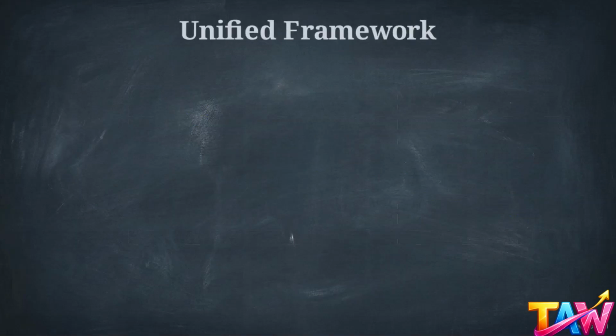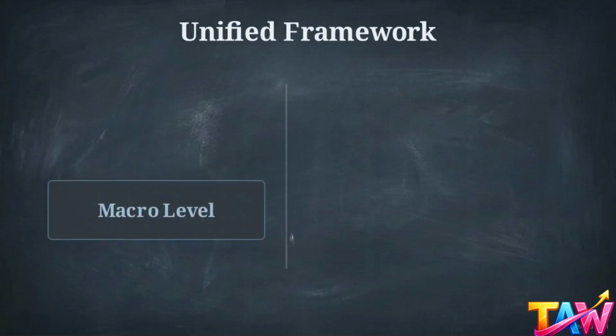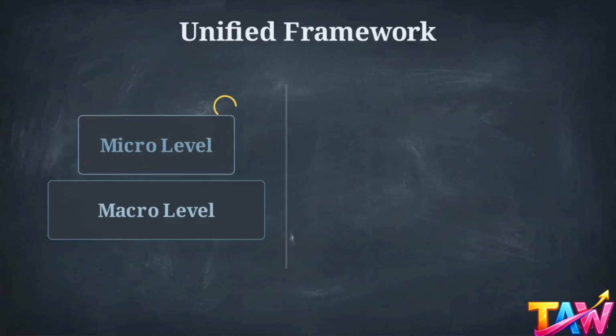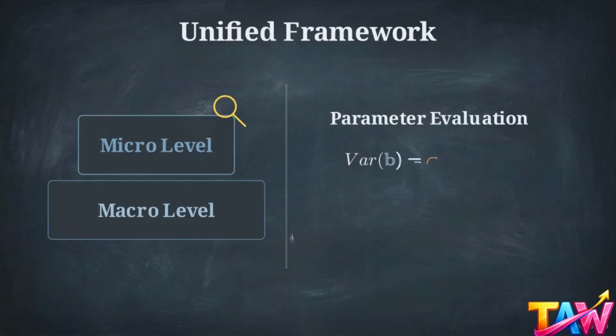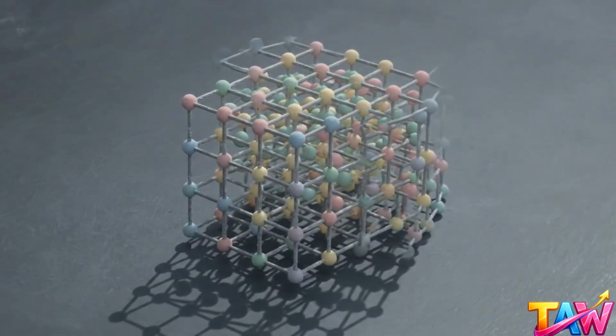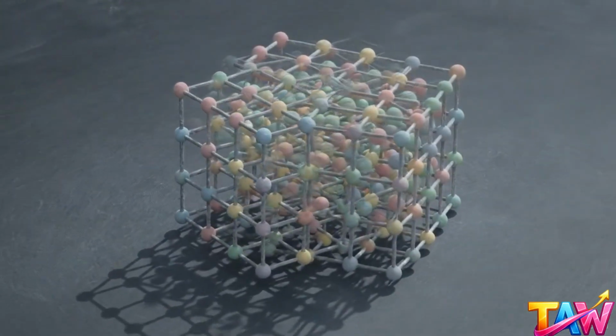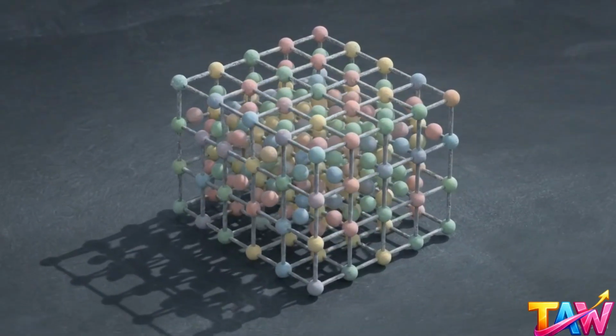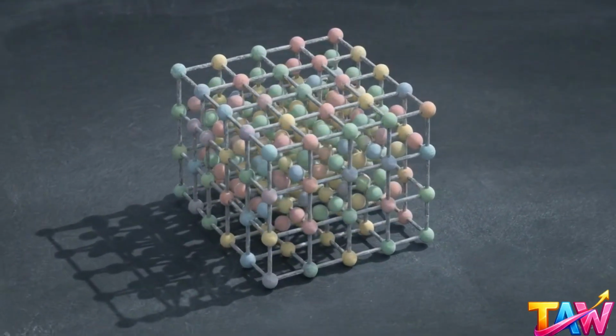Rigorous modeling requires a unified framework. We start at the macro level, checking the entire system's validity using ANOVA and variance partitioning. Next, we move to the micro level, evaluating individual parameters using the inverse covariance matrix and t-statistics. Synthesizing these three levels of analysis, macro, micro, and partial, is how we extract precise, statistically sound insights from the noise of a raw dataset.